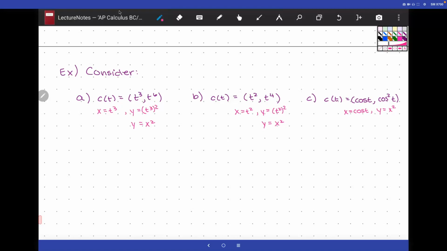What do you notice? They're all the same. They're all giving us y equals x squared. So are they all going to be the same? No, probably not. So let's think about those domain restrictions again, because that's where it's going to come into play. I'm going to just set up axes right now on all 3.